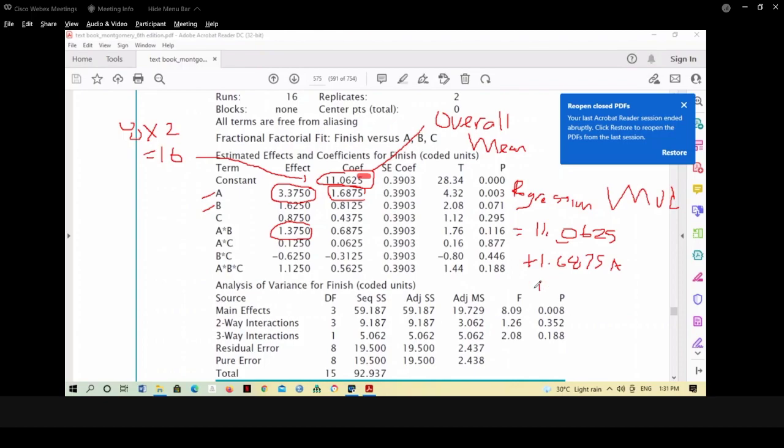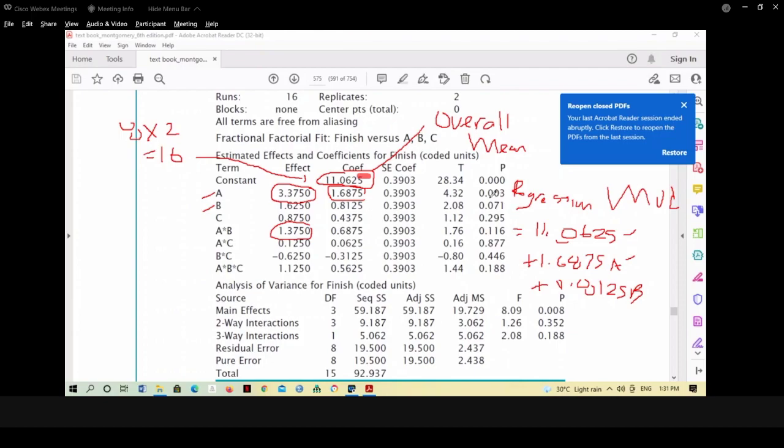Plus B, look at the positive sign, 0.8125B. Okay, so this is the regression model for this data: 11.065 plus coefficient of A 1.875, and also the coefficient of B.